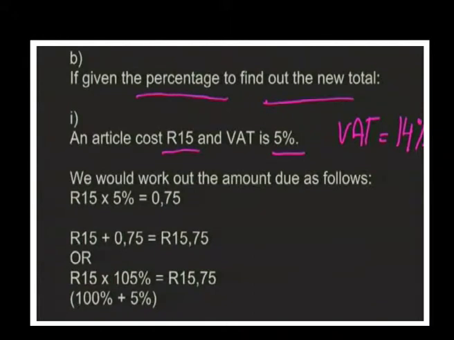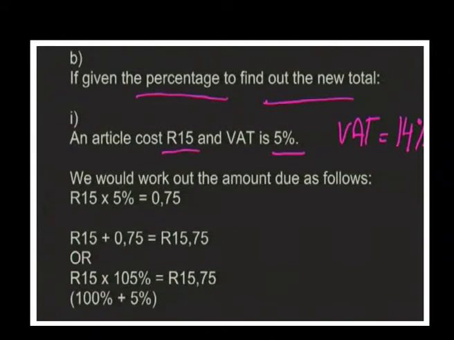Just in case they don't give it to you in an exam, but they should. So in this case, we're dealing with VAT of 5%. How would you work out the amount due? So we can do this in two ways. I'm going to take you through both ways, and then we'll move on. So the first thing we need to do is work out how much is 5% of the 15. And how we do that is we multiply by 5%.